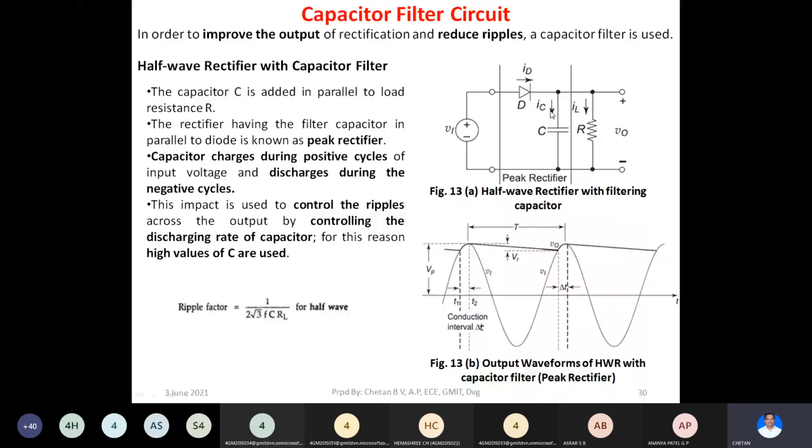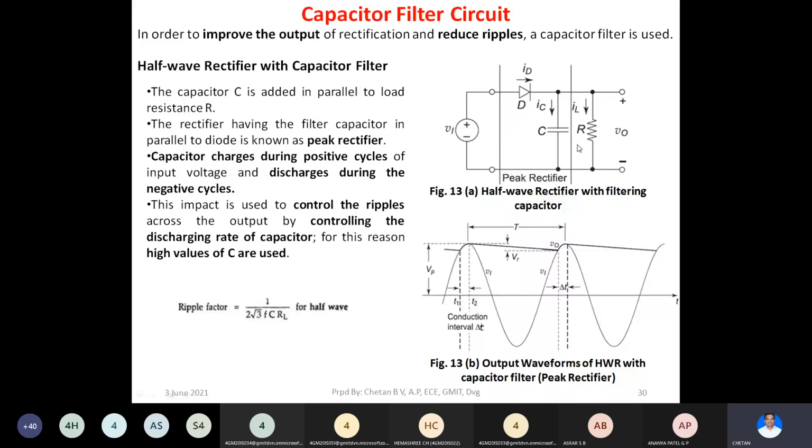Whenever it is discharging, it can source current to some load or some resistance. So these are the basics of a capacitor, right? Now coming to this circuit, this capacitor is connected across this load.